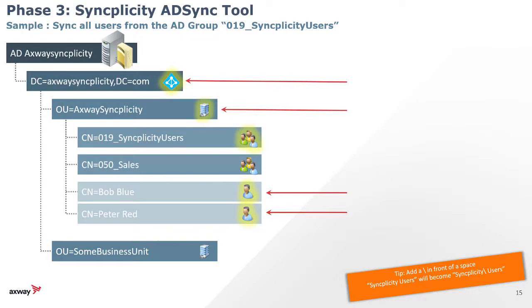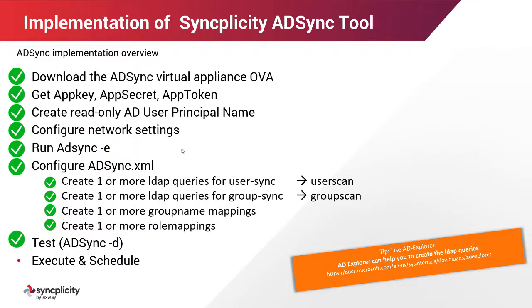So let's go back to our checklist. If I look at my schedule, we've configured ADSync right now, created the LDAP queries to sync users, groups, do the group name mappings, and also created role mappings to synchronize global administrators and support administrators. Tested it, we executed the ADSync even with a -s, and we saw that users were created.